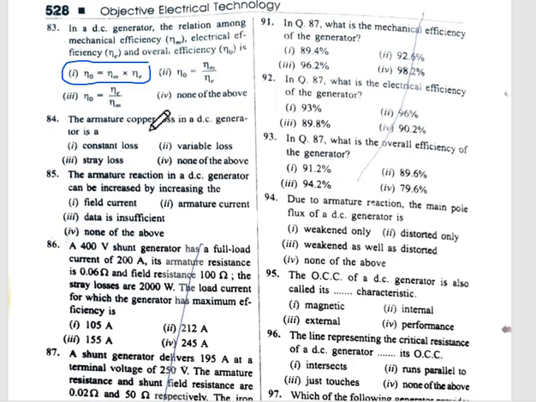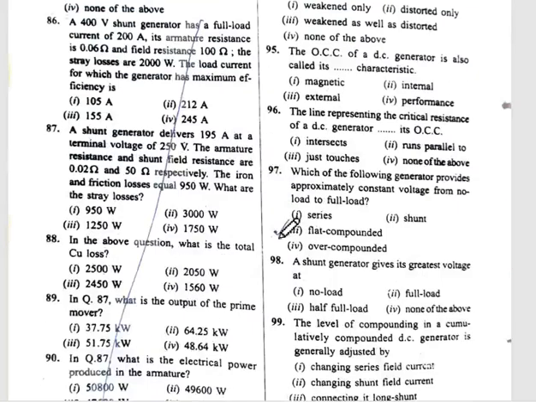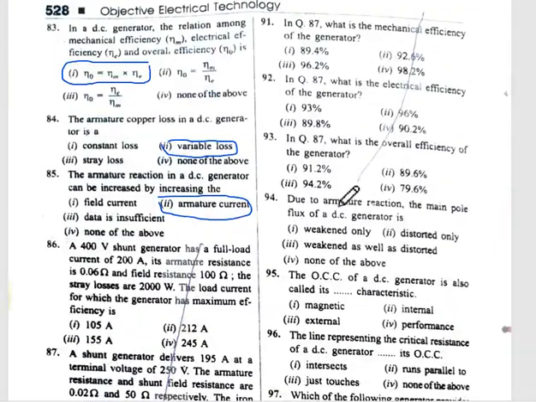Armature copper loss in a DC generator is a variable loss. Armature reaction in a DC generator can be increased by increasing the armature current. Due to armature reaction, the main pole flux of a DC generator is weakened as well as distorted.